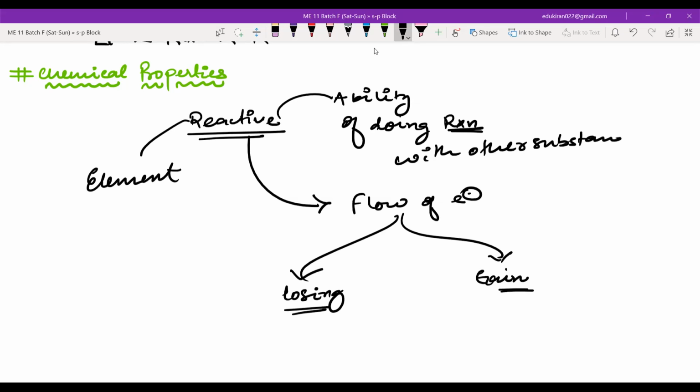Now, when I talk about losing or gaining, first of all, we have seen that they are going to lose electron because there is only one electron in ns1, and if they lose this one electron, they are going to achieve the nearest noble gas configuration.